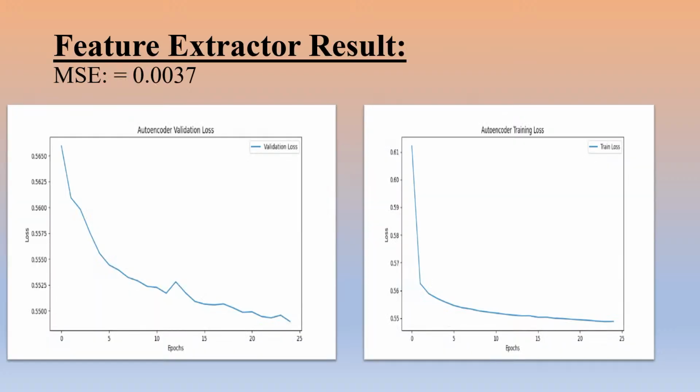So we can see we obtained an MSE of around 0.0037, which shows that our autoencoder is working really well, meaning it is encoding and obtaining very good features. Through the graph you can also see the validation and training loss is decreasing in only around 25 epochs. So it is working well.